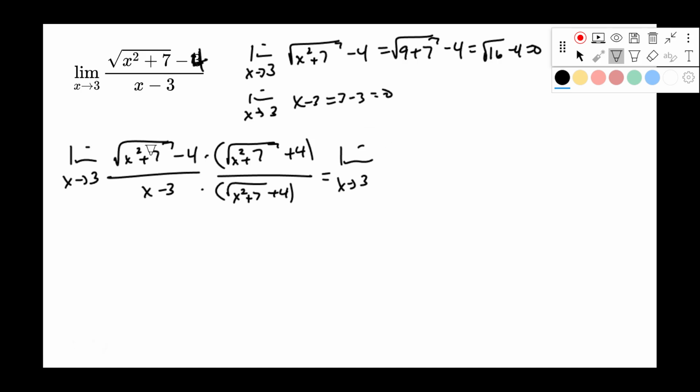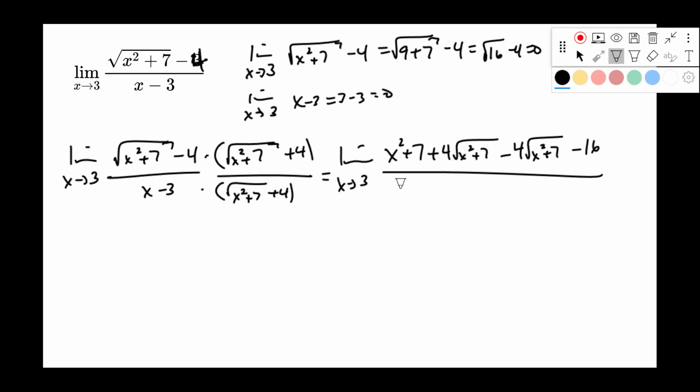Square root of x squared plus 7 times the square root of x squared plus 7 is x squared plus 7. And then the two middle terms are going to cancel out in a minute. I'll write them here so that you can see it, but they will cancel out. And then I have a negative 16 over there. And then on the bottom, I now have an x minus 3 times the square root of x squared plus 7 plus 4. Notice I'm not multiplying out the x minus 3. I'm not going to FOIL this, okay? And hopefully in your head you're saying, oh, yes, I wouldn't want to FOIL that, right?